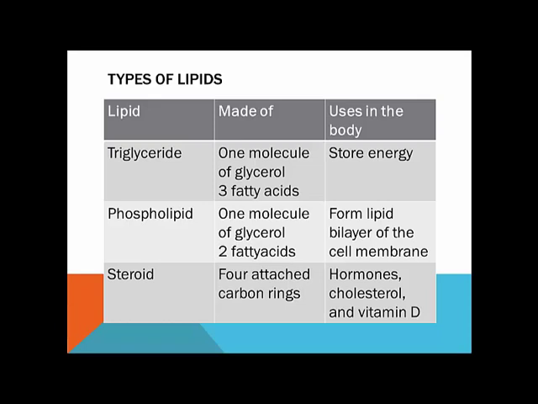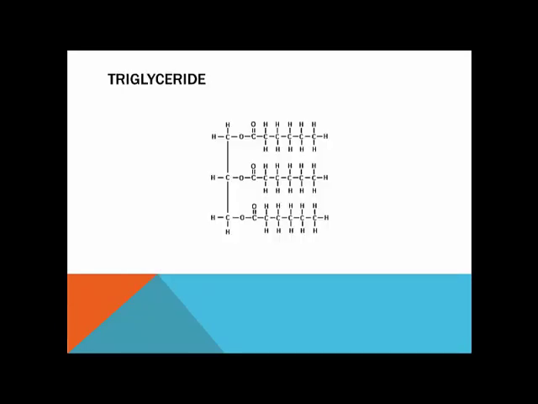There are 3 types of lipids: triglycerides, phospholipids, and steroids. Triglycerides are made of 1 molecule of glycerol and 3 fatty acids. They are used by the body to store energy.